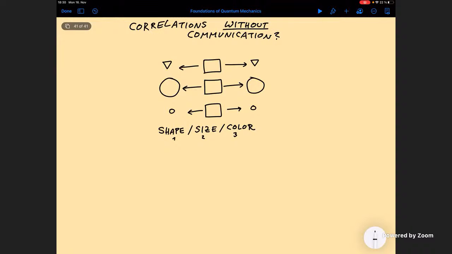So if you measure a circle on the left, you will also measure a circle on the right. On the other hand, if you measure the shape on the left and measure a different property like the color on the right, then they need not be correlated in any way, because maybe they are really chosen randomly. Maybe there are equally many circles of one particular color as there are of another particular color.